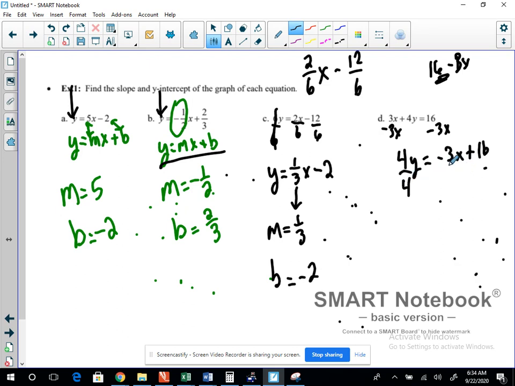Next, I'm going to divide by 4. And again, I'm going to divide everything by 4. So just take them one at a time. This side becomes y. The other side becomes -3/4 x plus 4. So m is -3/4. Again, don't put the x on it. And b is 4.